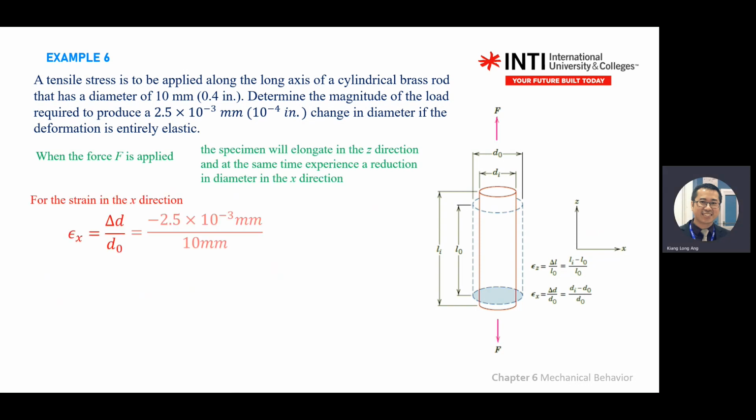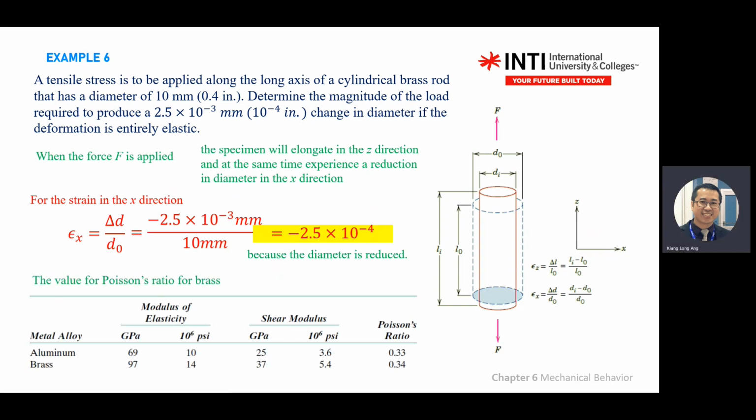The rest you read, so you can find the strain. Again here, your lateral is shrinking, so you get a negative value. The change of diameter is 2.5 10 power negative 3 mm. Original is 10 mm. So you can find the lateral strain equal to minus 2.5 10 power negative 4. Be careful on the index, be careful on the 10 power something. Remember to change all the mm. To be safe, use all SI units if you can.